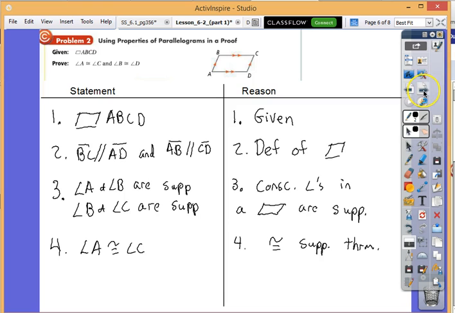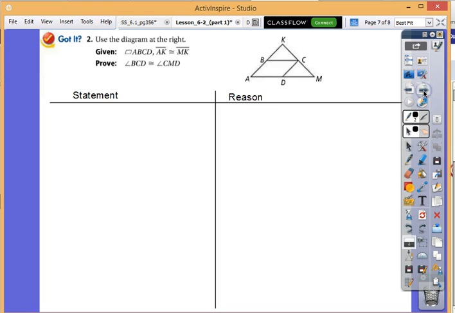All right, so here's what I want you guys to do, and you can work with your partner. I want you to complete this proof. So in this proof, we are trying to prove that this angle and this angle are congruent. I'll give you a hint. It might be helpful to use an auxiliary drawing. And I'll give you probably about 7 or 8 minutes to do it.